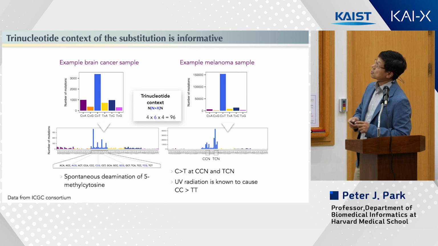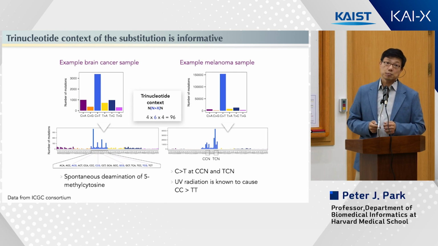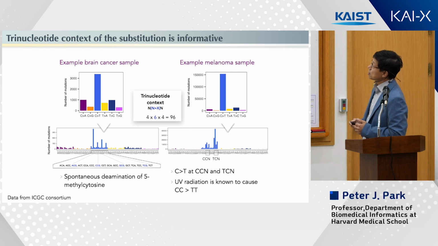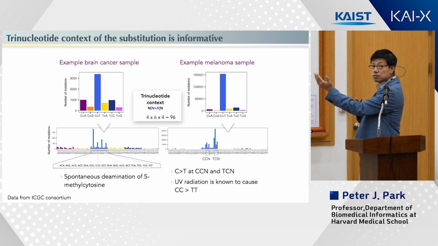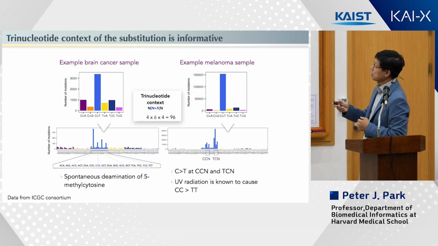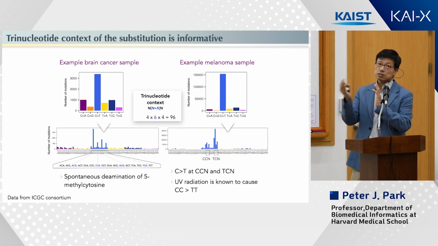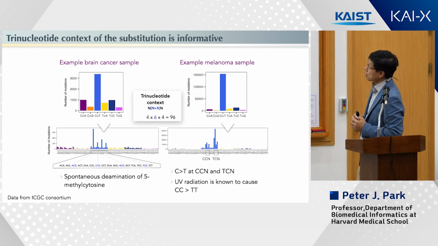Trinucleotide context of the substitution, then you can actually tell them apart. Okay? And so rather than just looking at one base pair change in isolation, we're going to look at its context. So we look at one base to the left and one base to the right. And because you have four on each side, and six, it's six because the opposite strands are hard to distinguish.